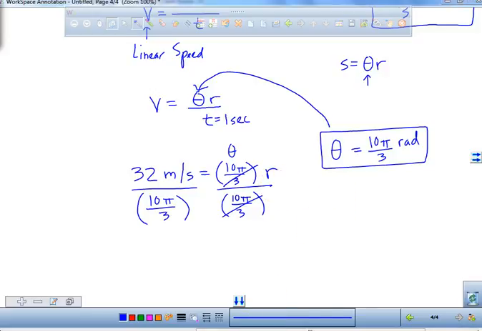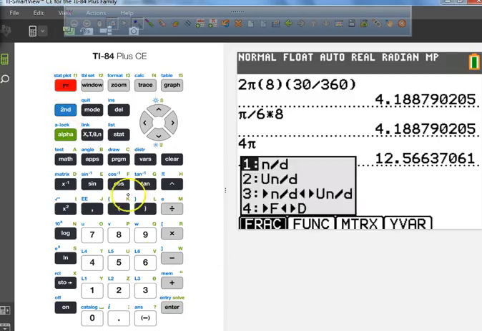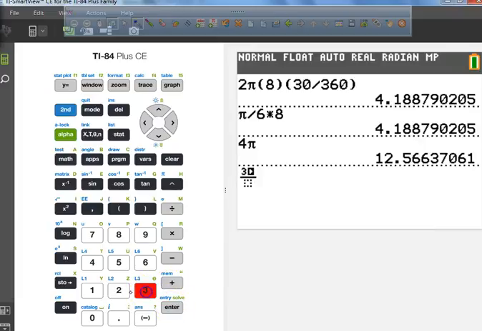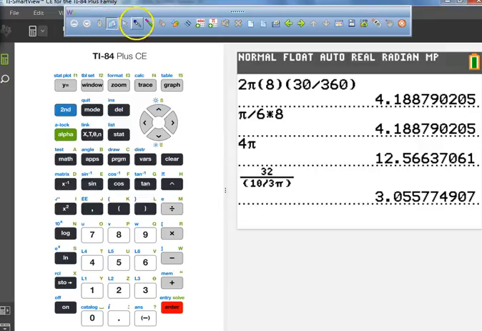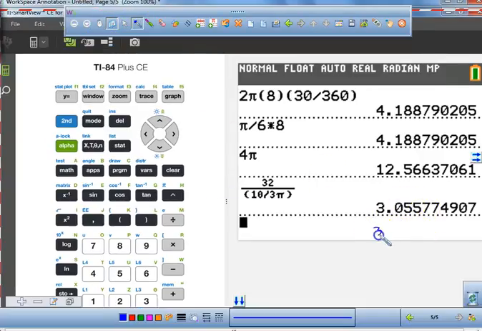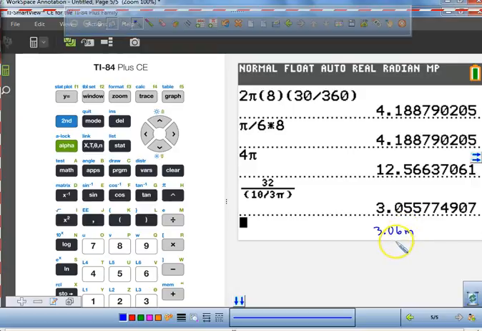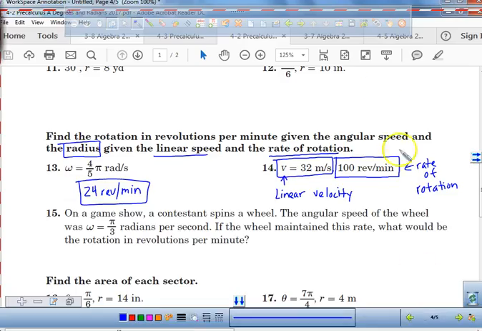So right now in the calculator, I'm going to go alpha y equals enter. I'm going to type in 32 meters per second divided by parentheses 10 divided by 3 pi. Enter. So the length of our radius, everybody, is about 3.06 meters. That's the length of our radius. So we go back.